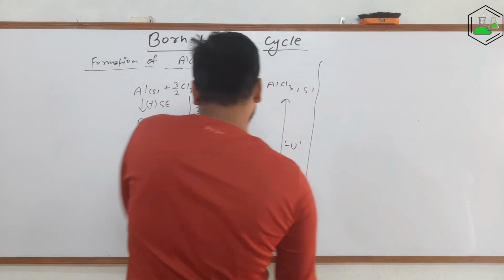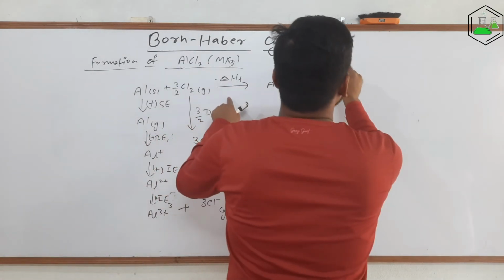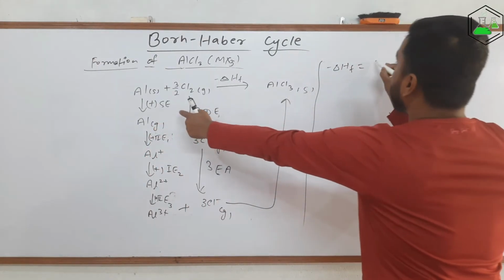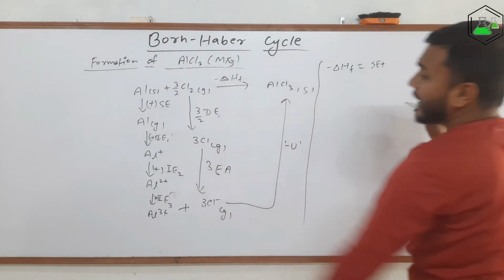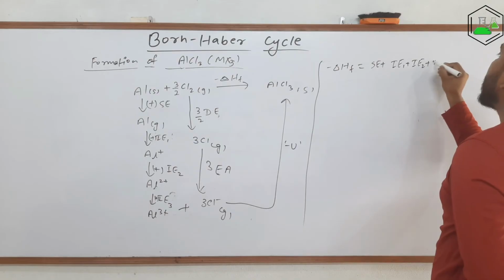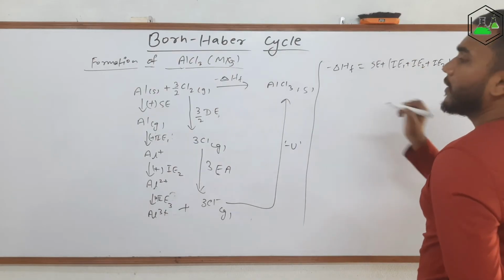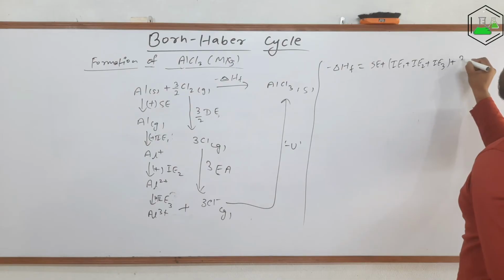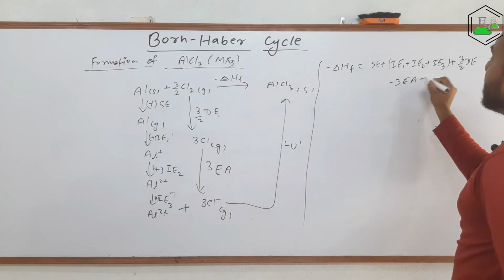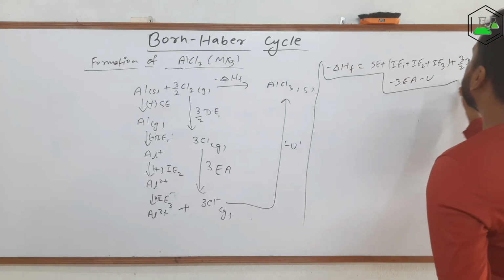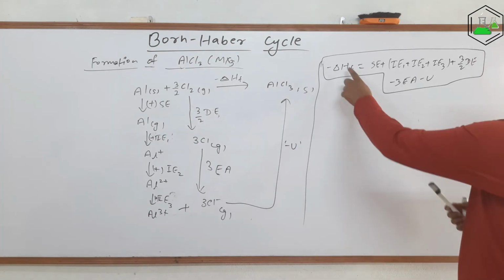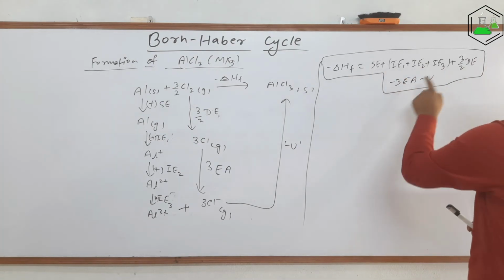Now let's form the final mathematical expression over here. Minus del HF will be equal to, look at here, minus del HF will be equal to how much? Se plus IE1, IE2, IE3, right? IE1 plus IE2 plus IE3 plus 3 by 2 dE minus 3 EA minus U. This is the final mathematical expression for this method. You can see over here there are 8 terms now. 1, 2, 3, 4, 5, 6, 7, 8.